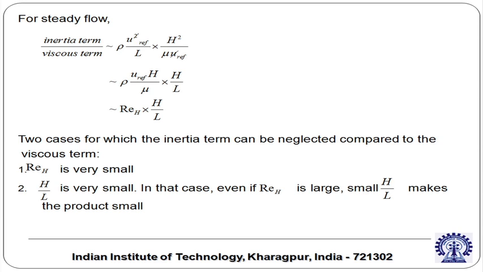When I say large or small, I mean what are the typical scenarios. Let us say H is of the order of micron and L is of the order of millimeter. So, 10 to the power minus 6 by 10 to the power minus 3, so 10 to the power minus 3 is the ratio of H by L. So, even if the Reynolds number is of the order of 100, the inertial term by viscous term can be 100 into 10 to the power minus 3. So, the inertial term may be one order less as compared to the viscous term. 100 is not a very small Reynolds number, but still you can have the inertial term negligible as compared to the viscous term.